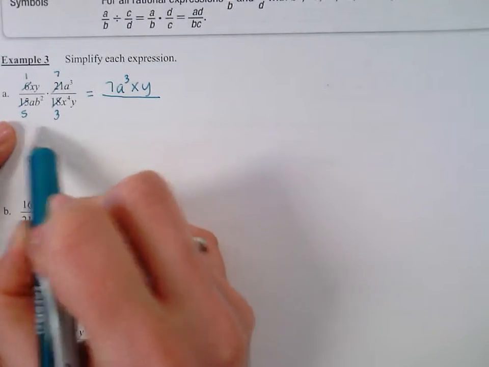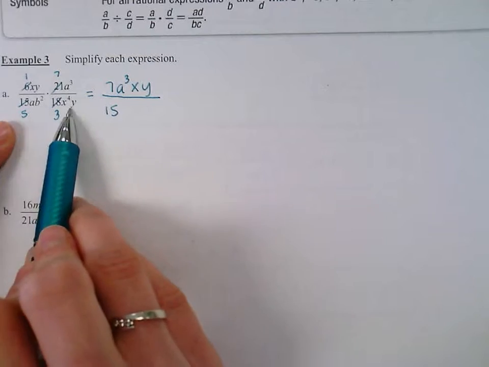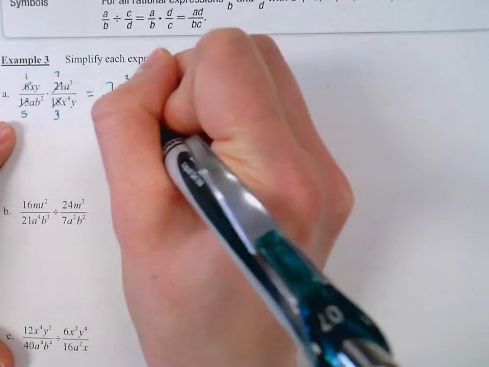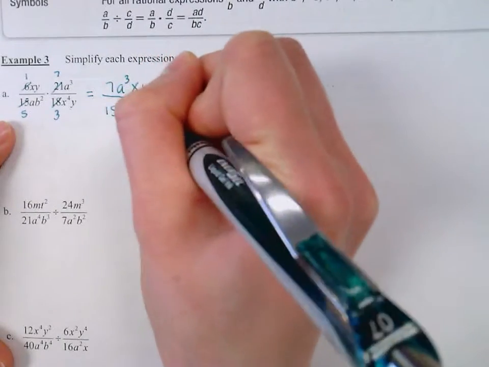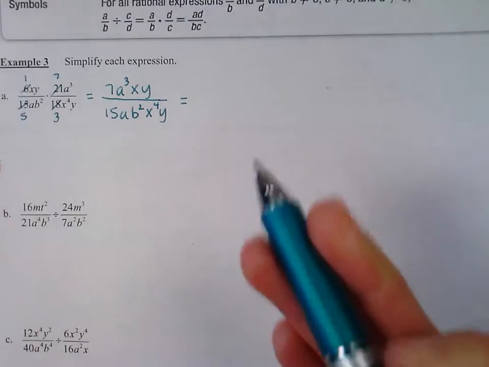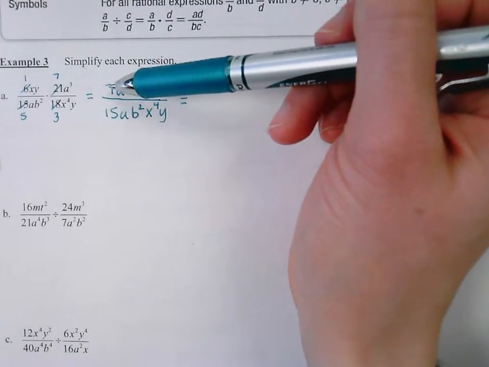And then on the bottom, 5 times 3 is 15. And again, none of my variables are the same. So just writing them all, I'll put them in order. So a, b squared, x to the 4th, y. And then you just have to make sure that this fraction for your coefficient is fully simplified.